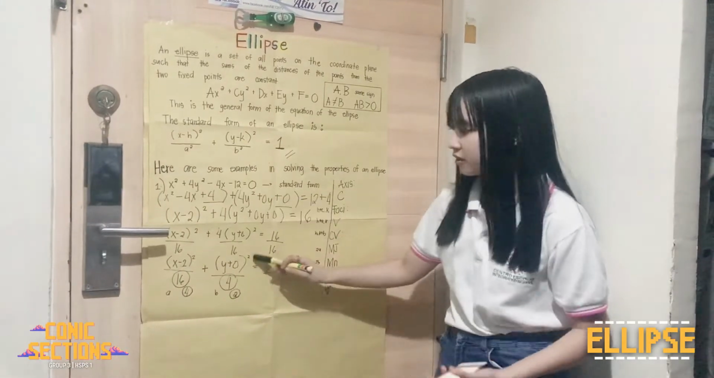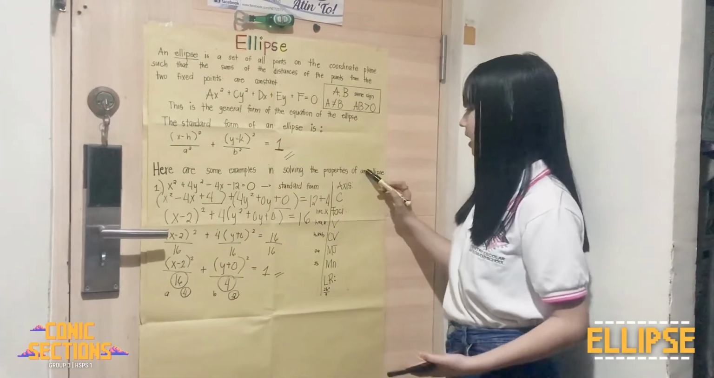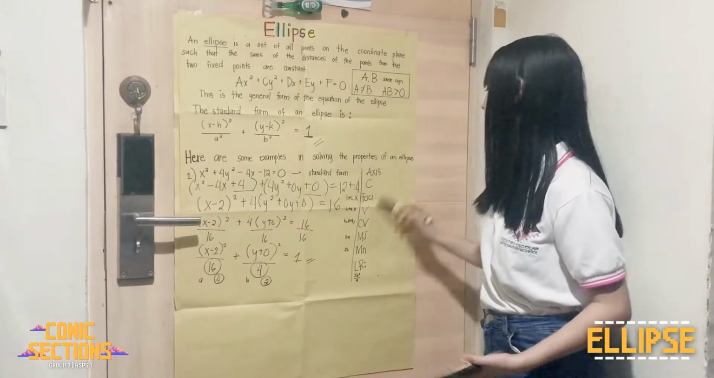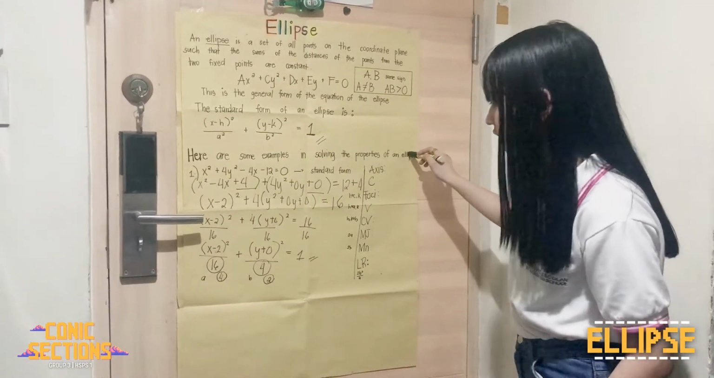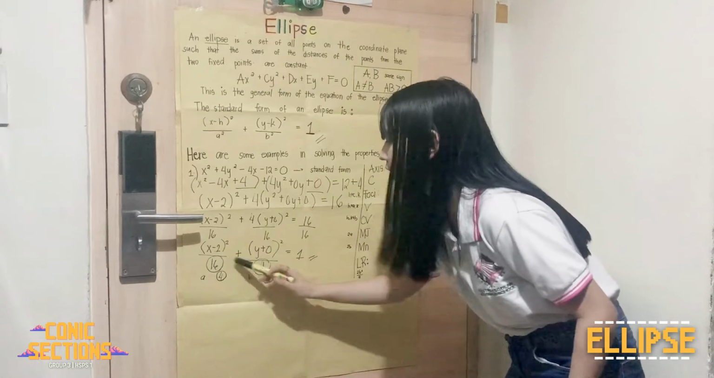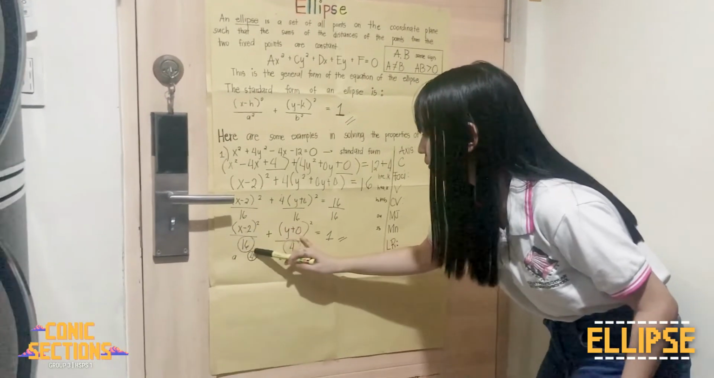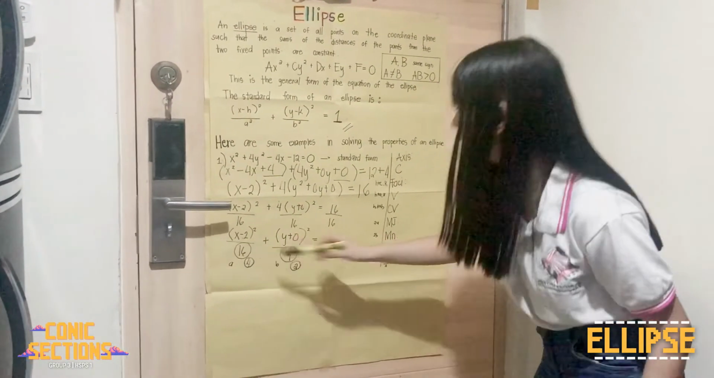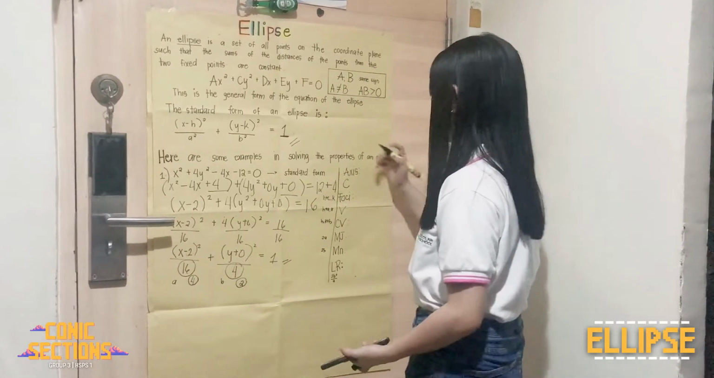So after getting the standard form, we have to proceed to getting the axis or the properties of the ellipse. So what is the axis? We can identify it by the greater number. So x has 16, and we can identify this as a horizontal ellipse.